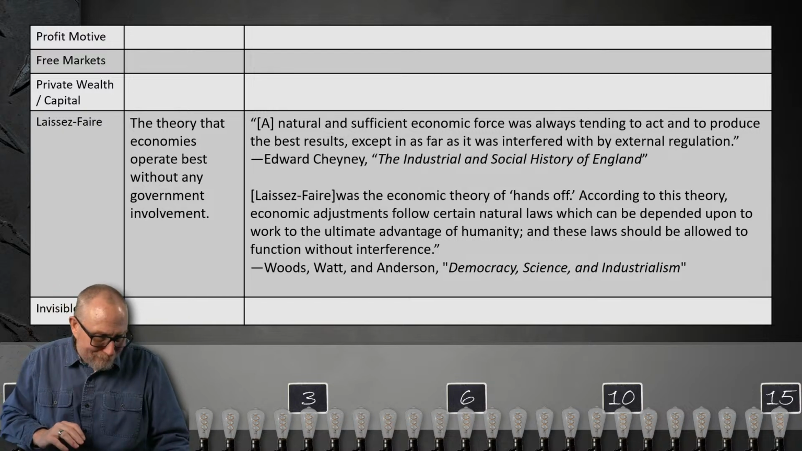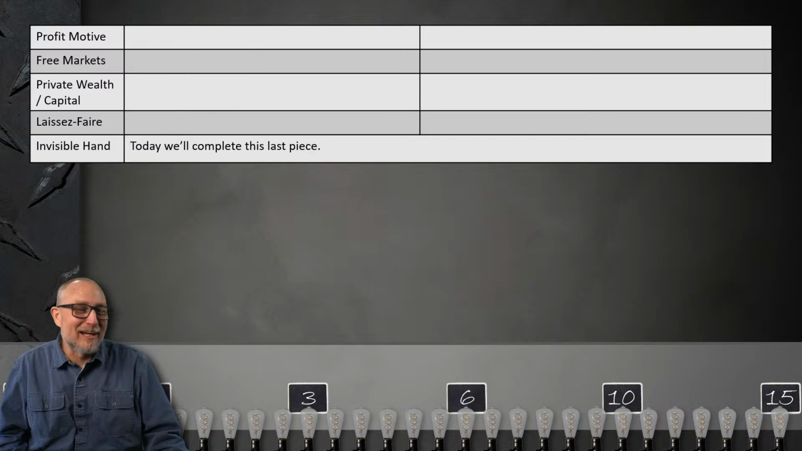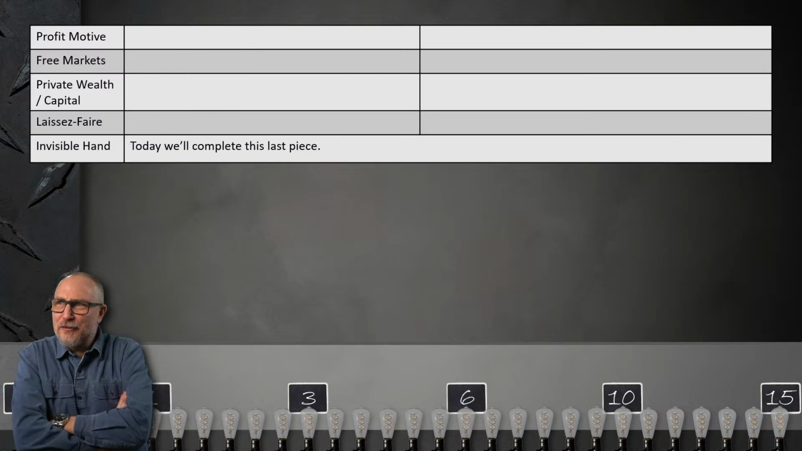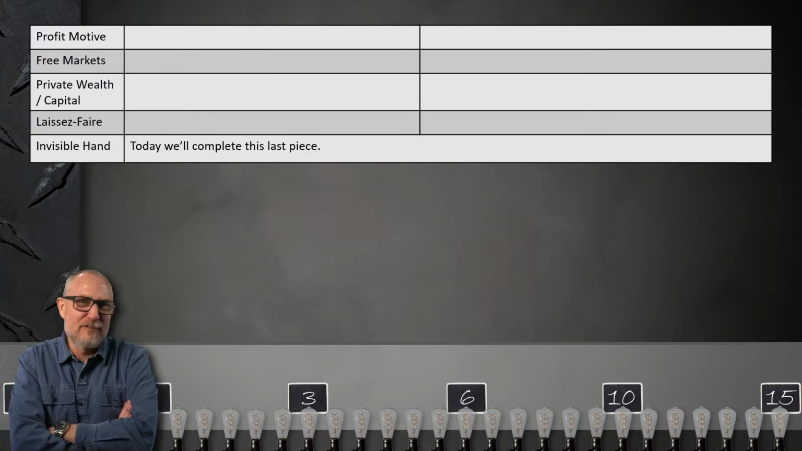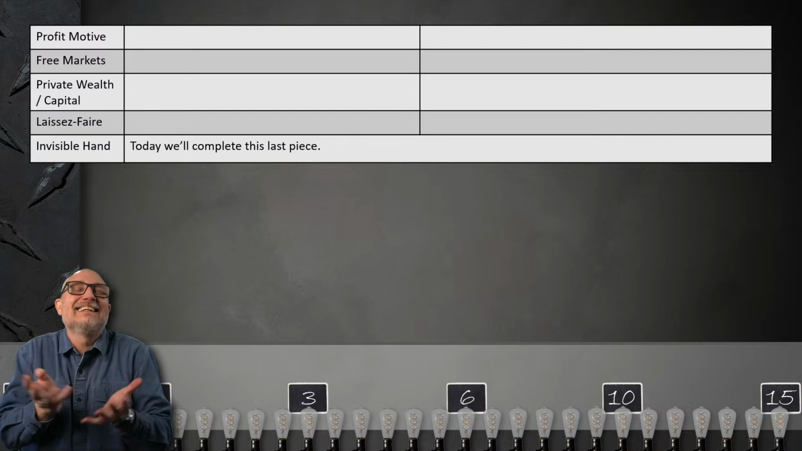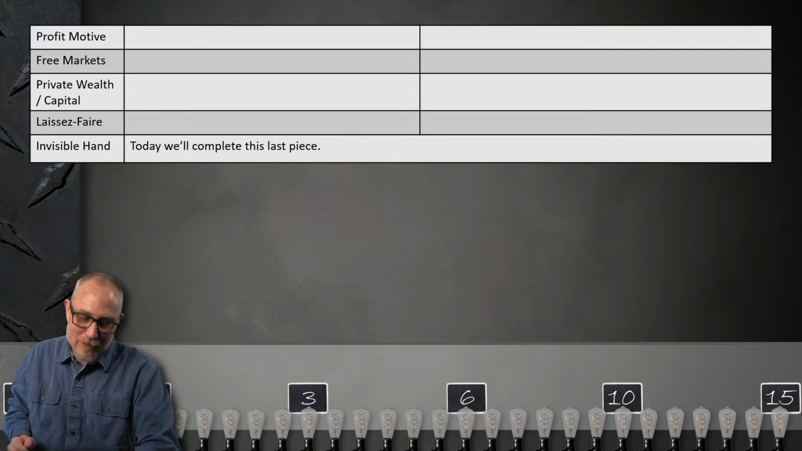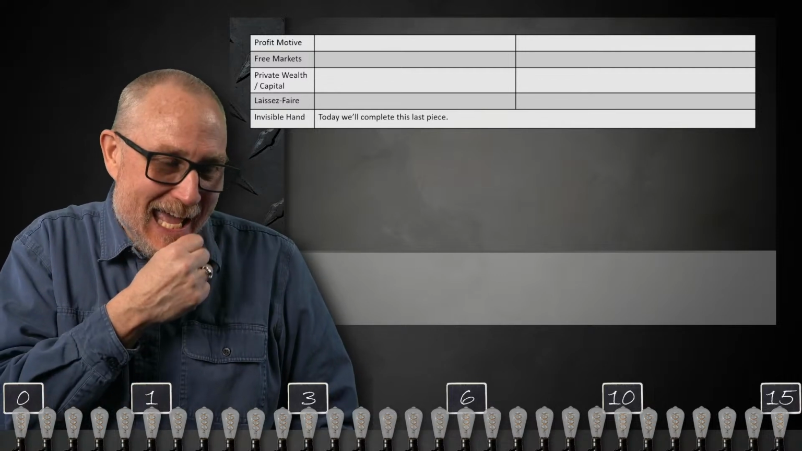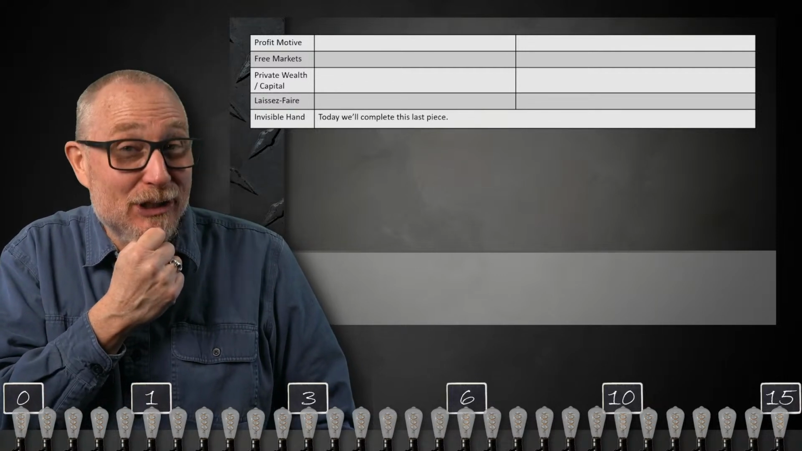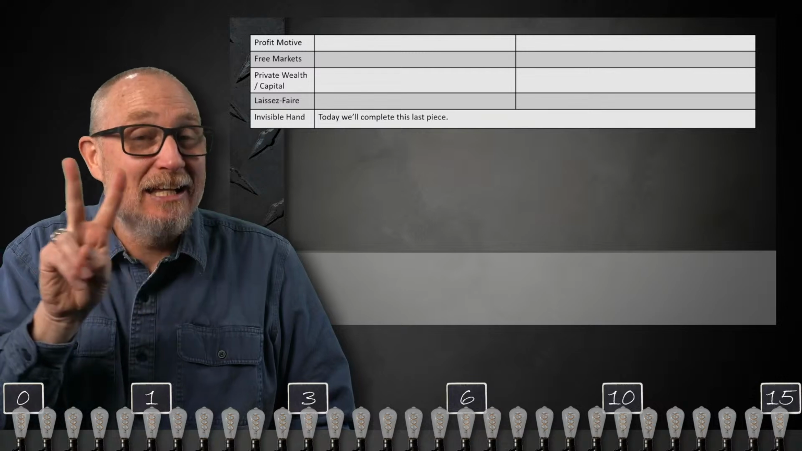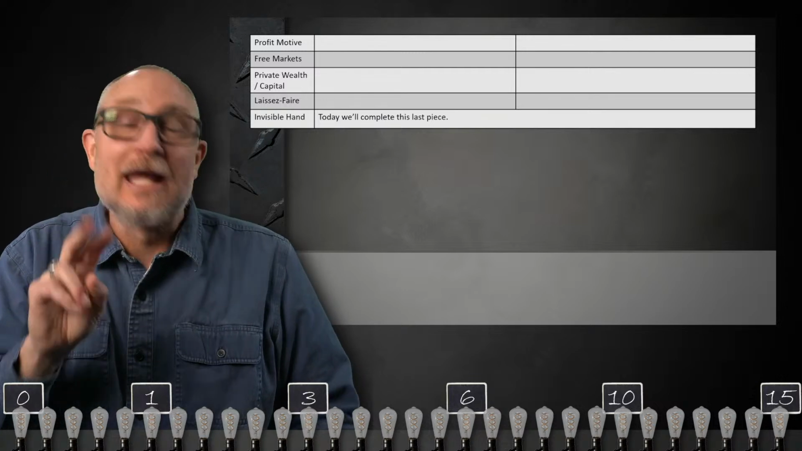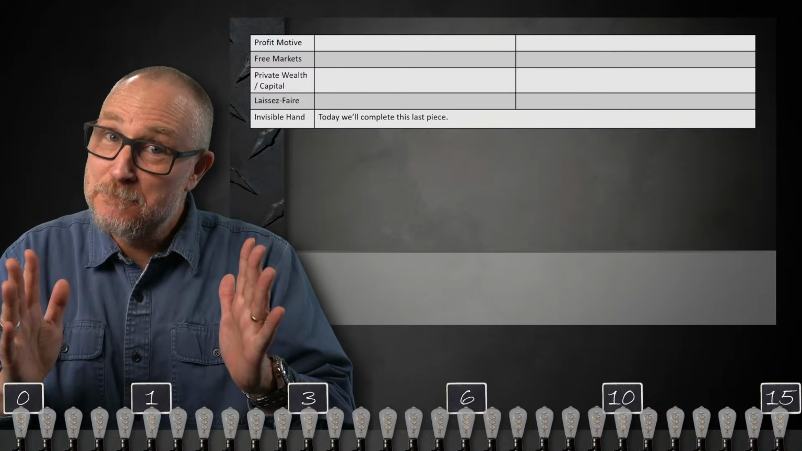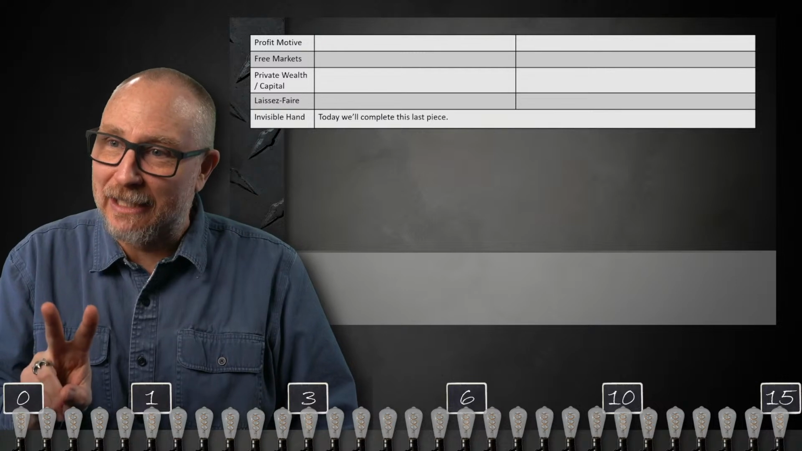But now we're going to talk about the 5th one. The 5th one is called the invisible hand. I mean, what? The invisible hand? Well, the good news is we're going to explain the invisible hand, and it's actually a really interesting idea. It's an interesting idea, and then it does 2 magic tricks.